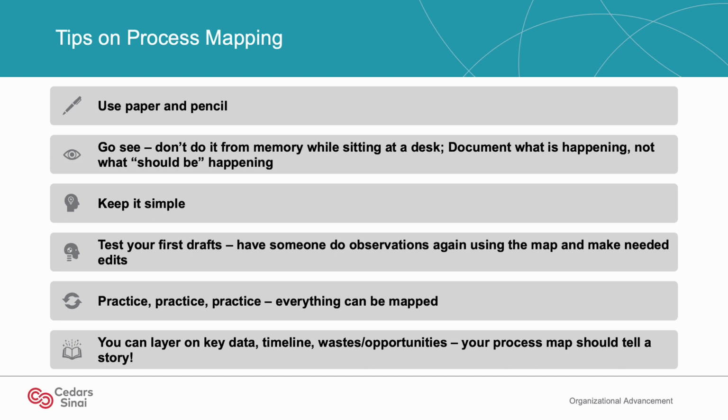Keep the process map simple. Test your drafts by having someone do observations using the map you drafted and make any needed edits. Practice as much as you can. Remember, everything can be mapped. And lastly, go ahead and layer on key data, waste, and opportunities in your process map so that your map can tell a story.